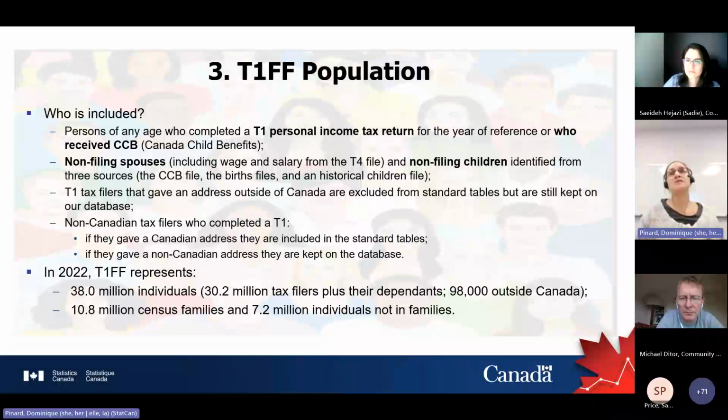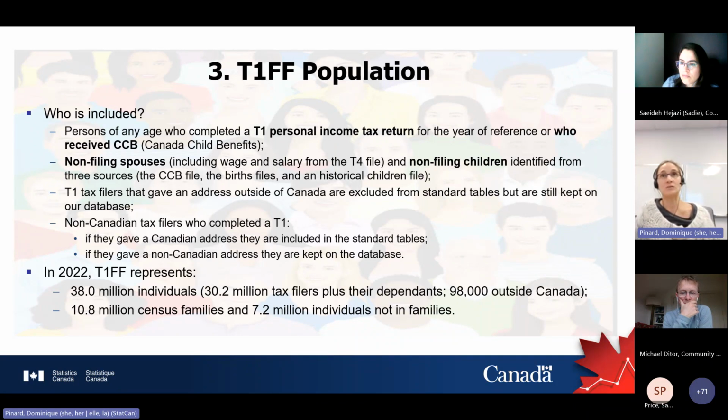If you refer to citizenship, permanent resident, temporary residents, this is not information that we have on the files. They might have filed their taxes giving a mailing address in Canada, and if so, then they will be included in the data set. If they gave a non-Canadian address, then they will be kept in the data set, but not included in the standard table. So that's more or less what we have.